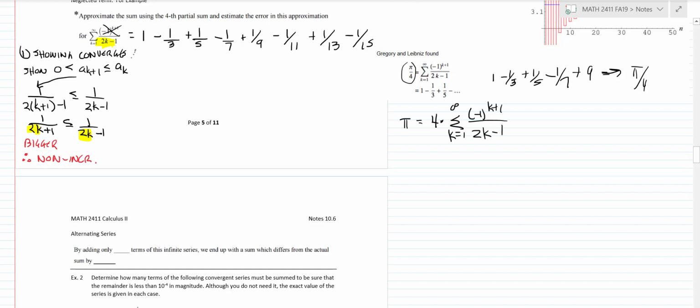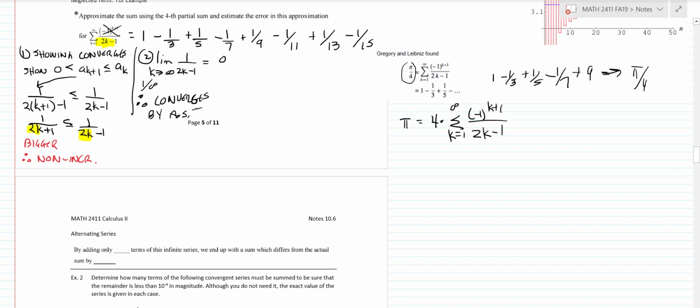Step 2 to test for convergence is real simple. For the alternating series test, we work out the limit as k goes to infinity, not x. Sometimes I can't talk and write at the same time. So the limit as k goes to infinity of 1 over 2k minus 1. That's pretty obvious, that's equal to 0, because that's a 1 over infinity form. Therefore, we know that our series converges by the alternating series test.